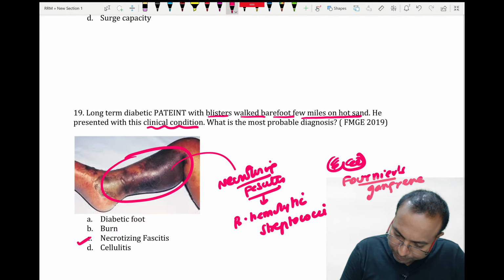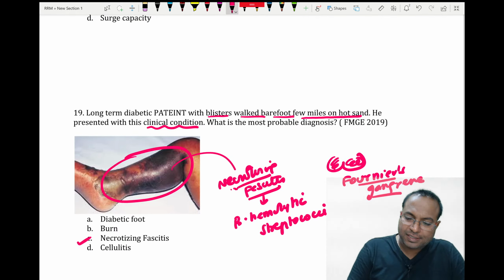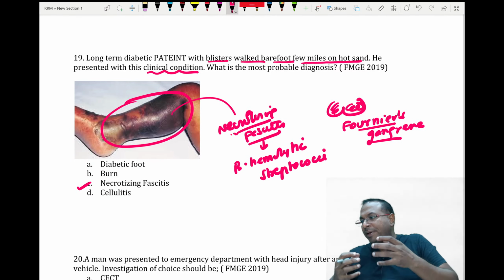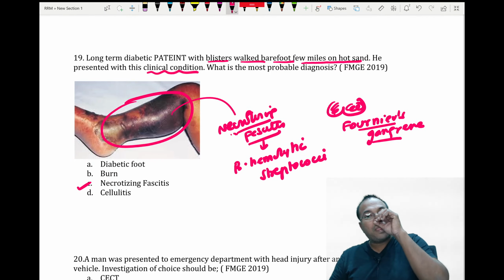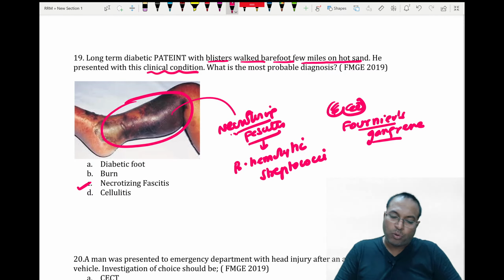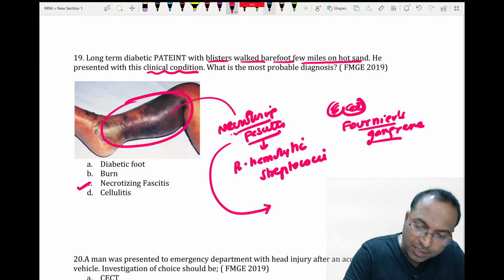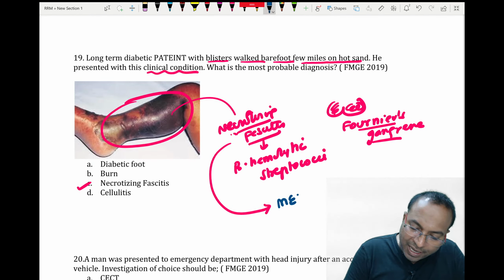Such necrotizing fasciitis in the abdominal wall, can you tell me what it is called? If it is seen in the scrotum, it is Fournier's gangrene. If it is in the abdominal wall, what is it known as? Please tell me. That is Meleney's gangrene.